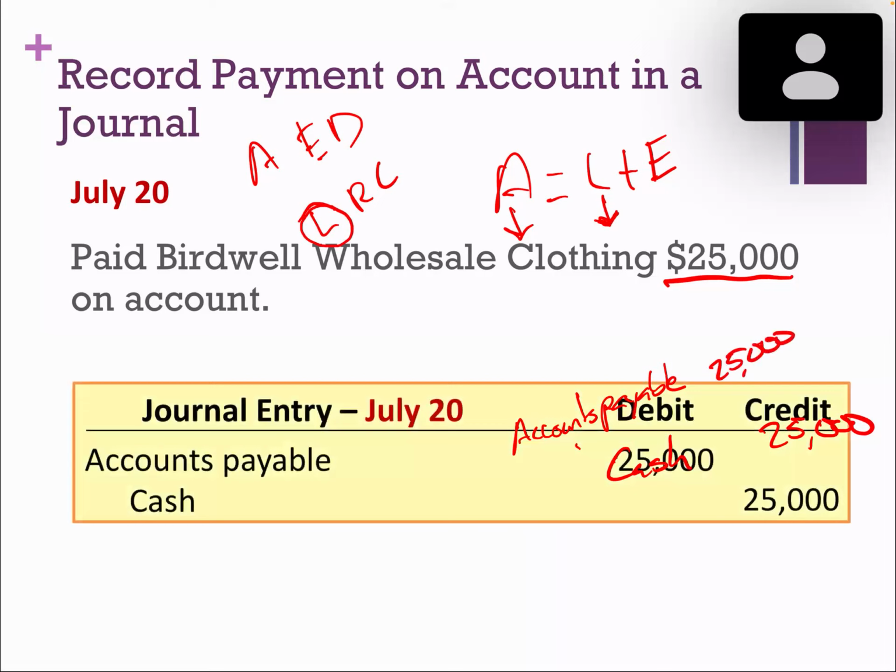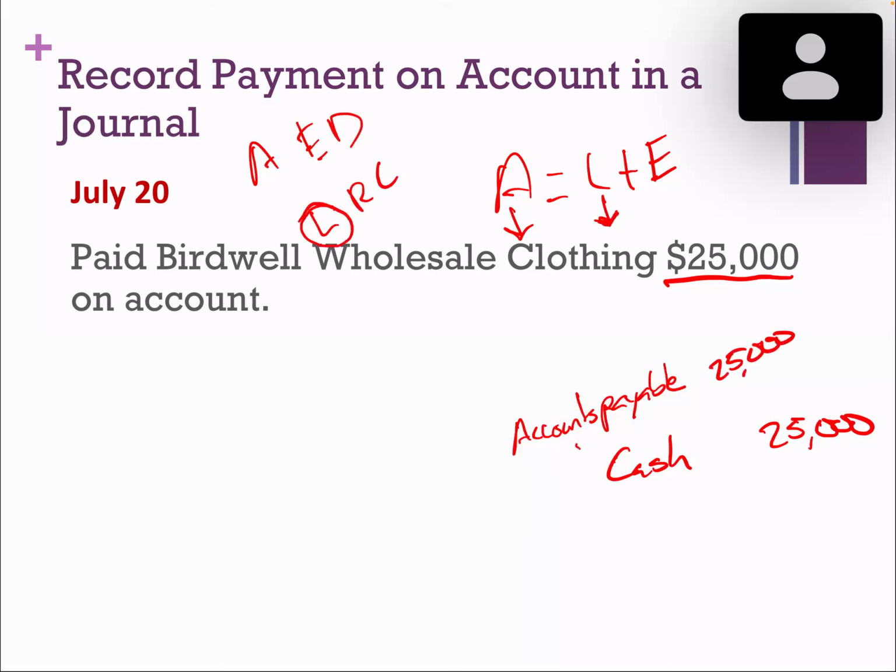Let's see if we, yeah. Let's see here. So we're reducing our liability. Sorry, I just didn't know. The reason I wanted to look is I wasn't sure, because I don't think there was a journal entry showing us buying this inventory on account. Maybe there was. But anyways, we're paying it off. Okay, so when we paid Birdwell Wholesale Clothing $25,000, we're reducing our cash, reducing our liabilities. See how this still balances.